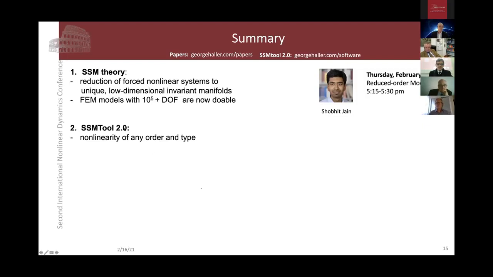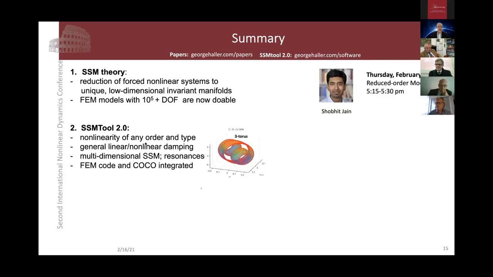So SSM2, this code that does that, is a free open source code, and it can handle nonlinearity of any order and type, general linear and nonlinear damping, and multidimensional SSM resonances. Many of our colleagues here kept asking me for years, okay, but what about resonances? So I'm pleased to say that we can have internal resonances and bifurcations now handled. This is a 3-dimensional torus in one of these calculations that's living in a very high dimensional phase space. And we can get that now for finite element problems. So I was incredibly pleased to see that.